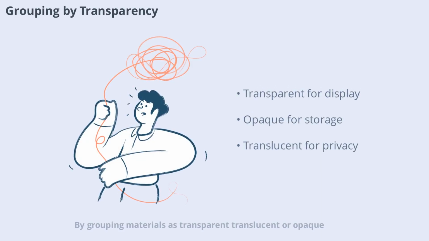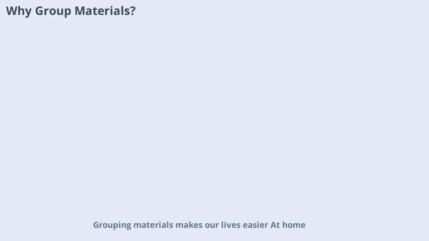By grouping materials as transparent, translucent, or opaque, we can easily decide which material to use for a specific purpose. For example, shopkeepers use transparent containers to display goods, while opaque boxes are used to store valuables. Grouping materials makes our lives easier.